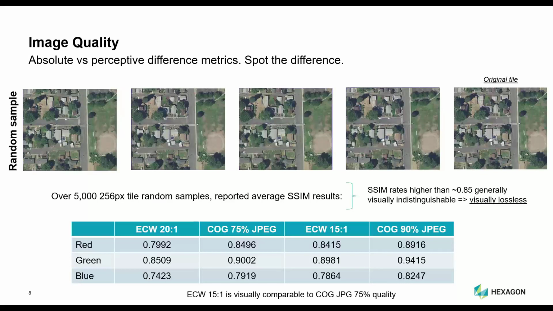So hopefully just with this very quick exercise, I've got you thinking about doing your own sort of blind testing or image quality assessment. There are in fact some statistical measures that do correlate with visual similarities in this space. We prefer using the structural similarity or SSIM index, and we found values higher than 0.85 correspond closely to consumers being unable to spot the difference. So with this image averaged across a much larger pool of tile samples, ECW 15:1 target achieved equivalent SSIM quality to JPEG at 75%.